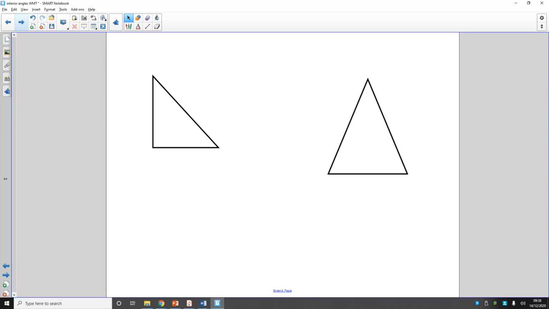What do we already know? Well, hopefully we already know that if we see a triangle, the interior angles of these triangles add up at all times to 180 degrees.